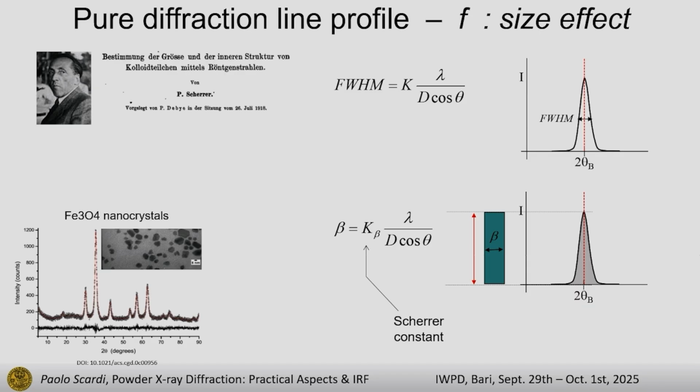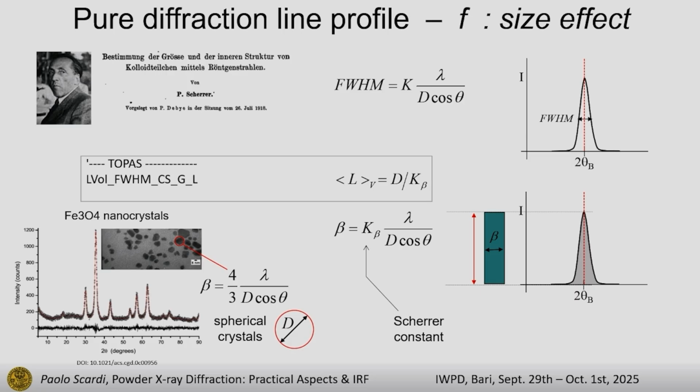If you assume, for example, that your crystals are spheres, which is quite a common assumption, the coefficient is 4/3. And if you prefer, you can include the coefficient with the information on the thickness of the crystal, and this is what we call, with the symbol, in TOPAS, the software calls this L-vol. So if you use this L-vol instruction in TOPAS, this is exactly what you're doing. You're calculating the thickness of the crystal divided by the Scherrer equation.